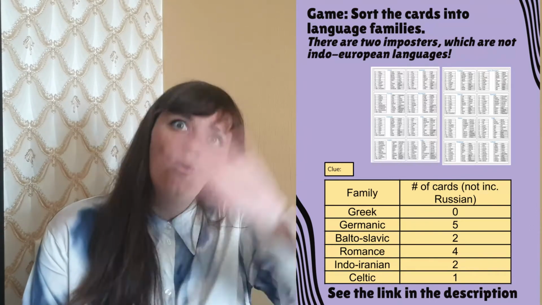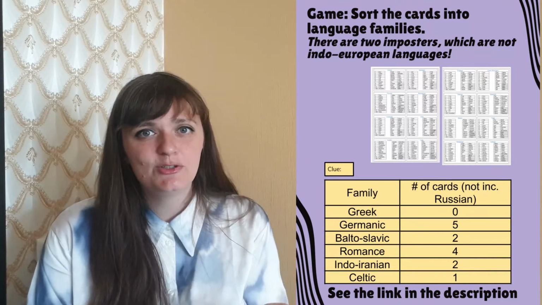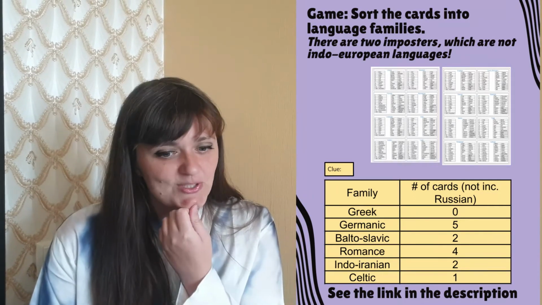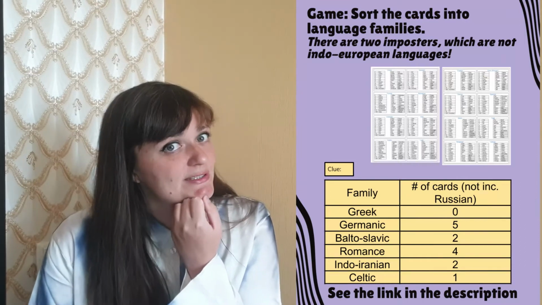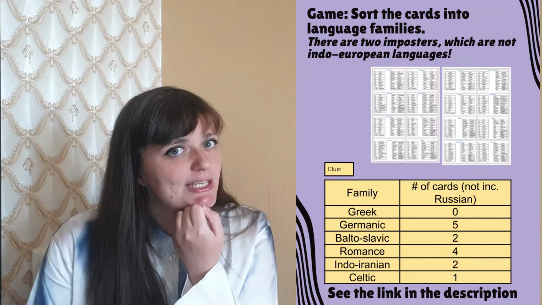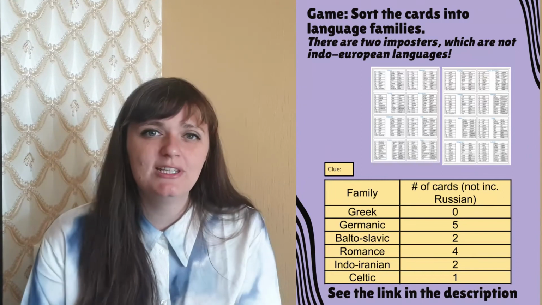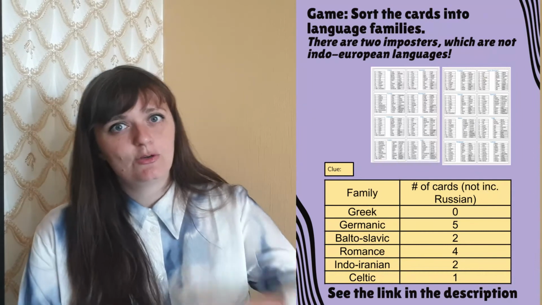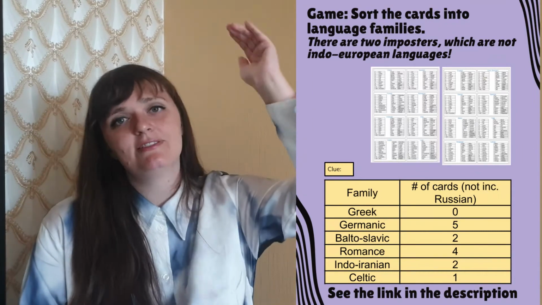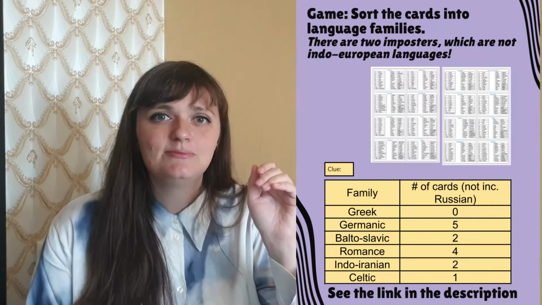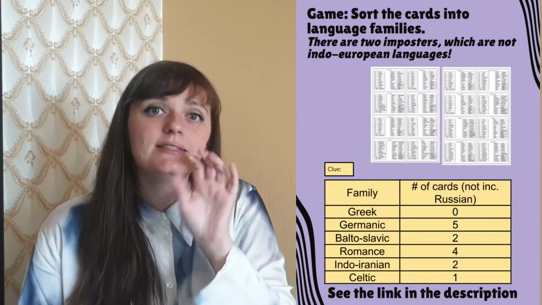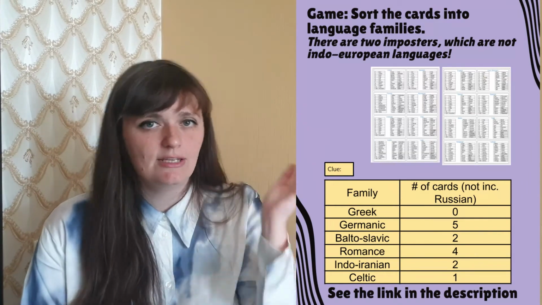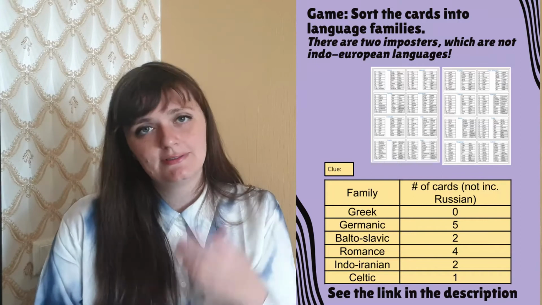Obviously, I haven't included all of the languages which are in the Indo-European family, but I just chose some small examples. I should also tell you that there are 2 imposters in the pack of cards. So there are 2 languages which are so different from all the others, and that's because they are not Indo-European. So maybe 6,000, 7,000, 8,000 years ago, maybe they were connected, but these days they are totally, completely different. So they're not Indo-European, they're from a different family. So you can have a look.